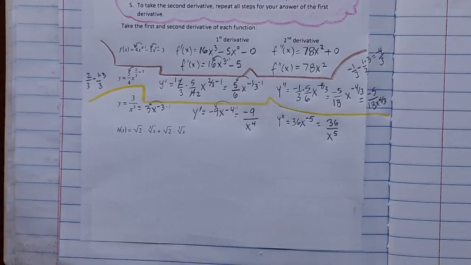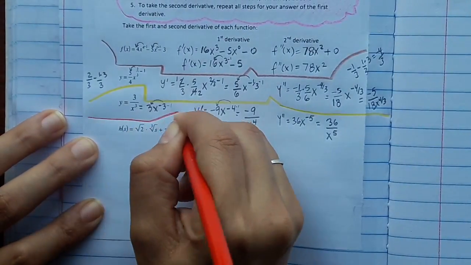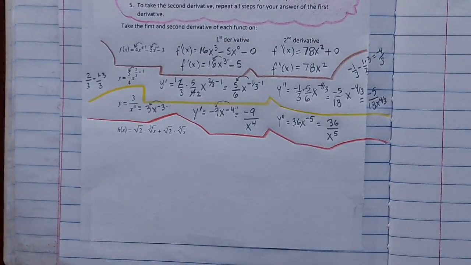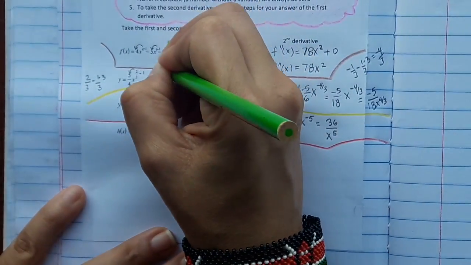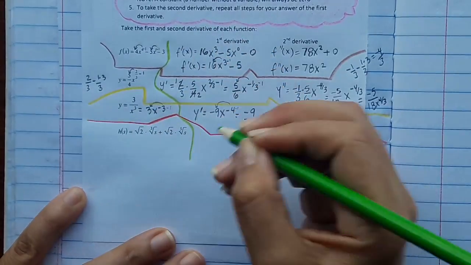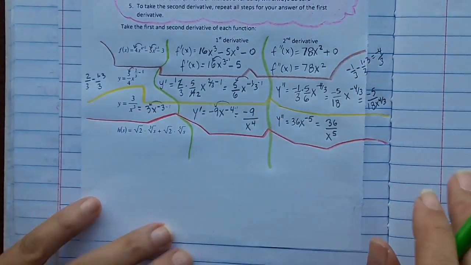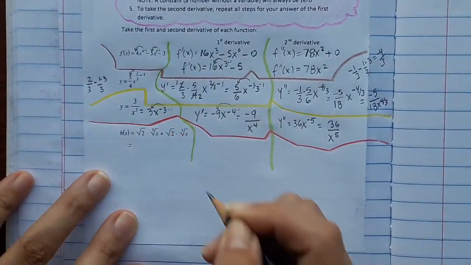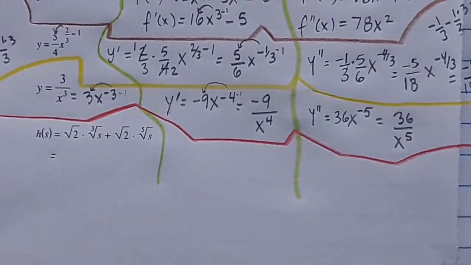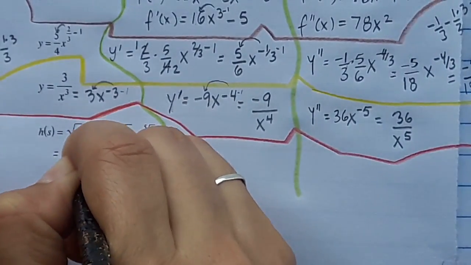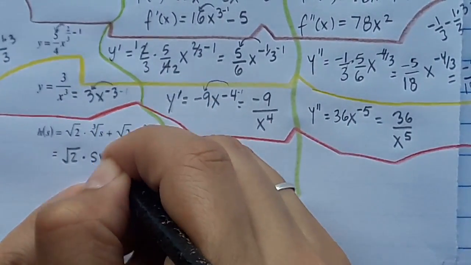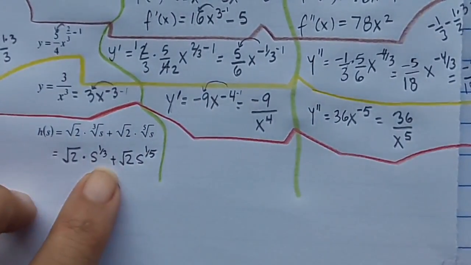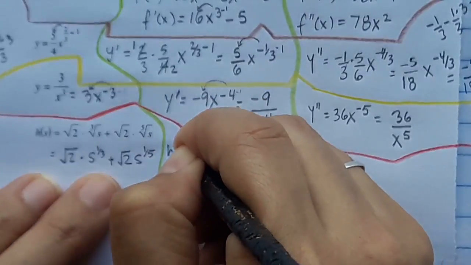Alright, let's take a look at a more complicated one. Again, I'm just drawing these to kind of separate it so I know what question goes with what. Alright, so let's rewrite it first, all the square roots. So the cube root of s is s to the power of 1/3, plus square root of 2 times the fifth root of s, which is s to the 1/5. Now that I have that, it's easier to do.